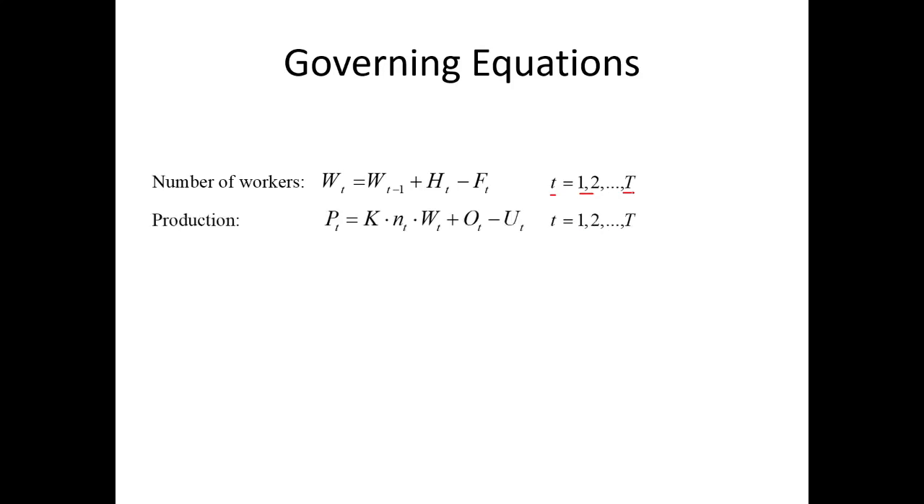The second equation is the production quantity. Here, the amount of production, that's the quantity that we are going to produce, equals the total available capacity in period T, expressed in terms of the number of workers. That is multiplying W sub T, which is the number of workers available in period T, by K sub T. This will give us the total production capacity available in period T.